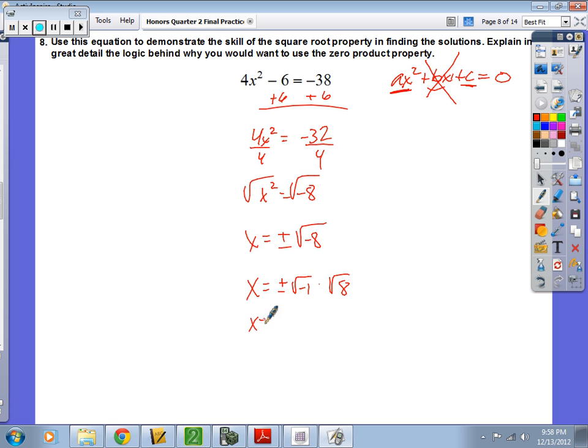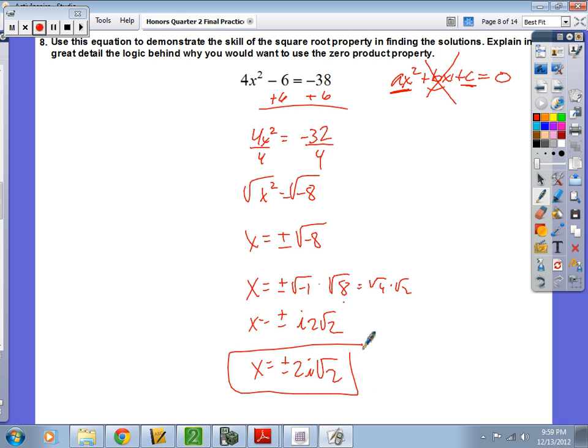So x equals plus or minus i. And I know the square root of 8 is the square root of 4 times the square root of 2, so it's going to be 2 times the square root of 2. Your best answer is x equals plus or minus 2i times the square root of 2. Again, the reasoning behind it, why you would want to do it, is because I'm missing this middle term. I'm missing an x. So the algebra is pretty slick to do when you're missing the x.